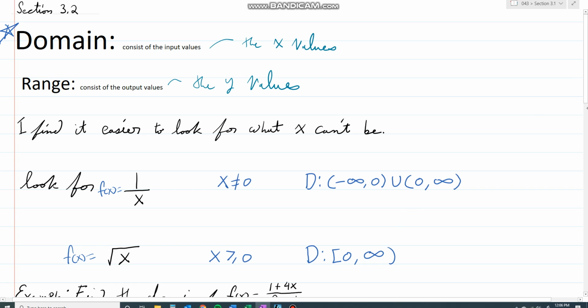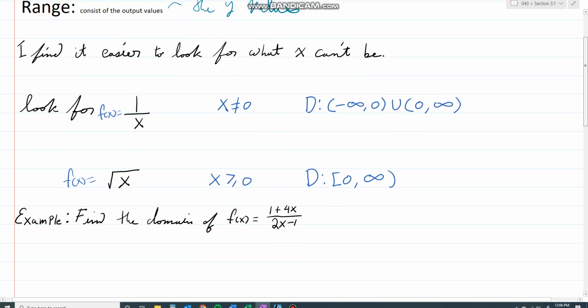These are really the two cases that you can focus on and solve all of the problems for domain. You can find all the domains if you focus on: you can't divide by 0, and you don't want to take the square root of a negative number. So just those two cases, we can solve all of the problems.